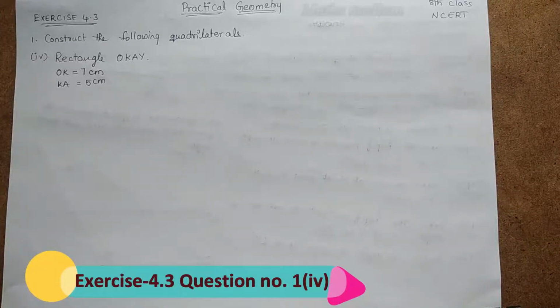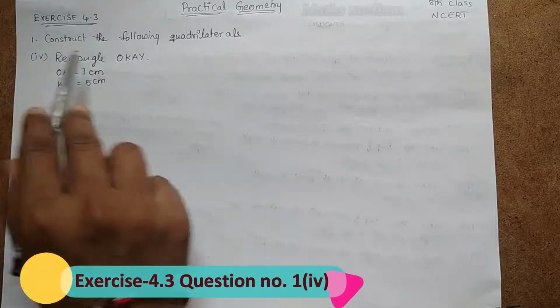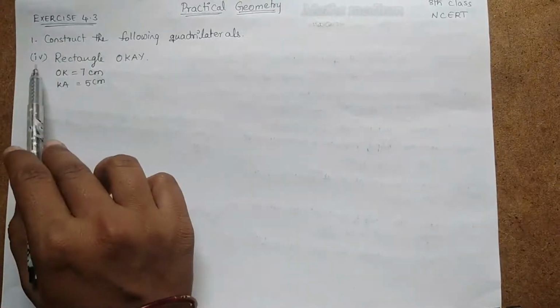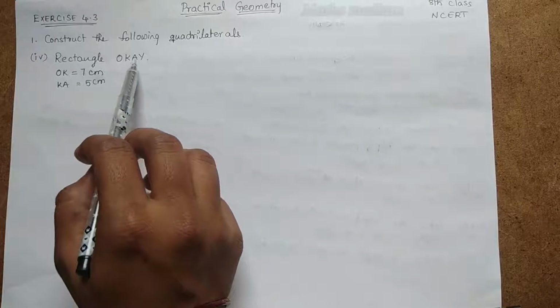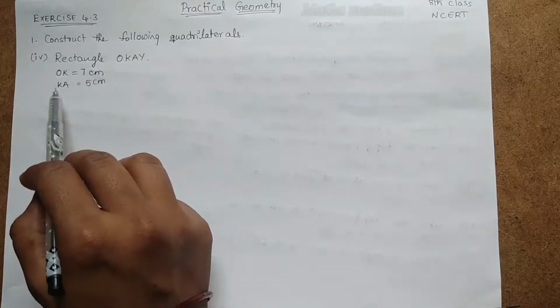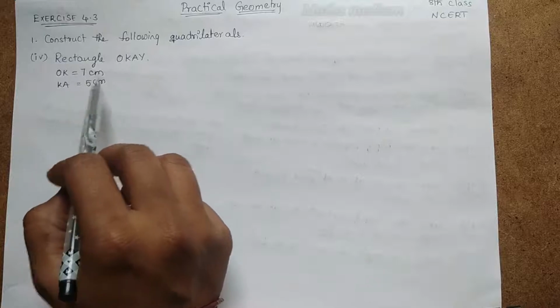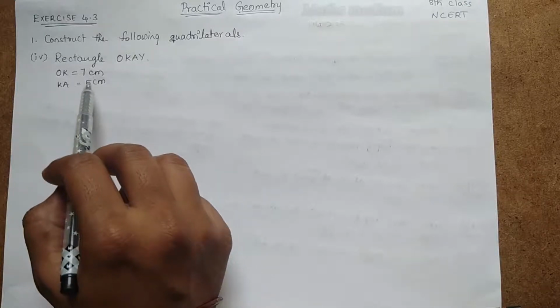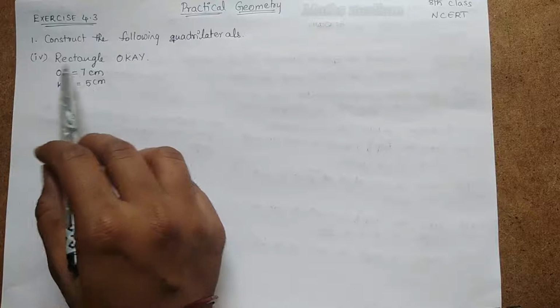Today I came with exercise 4.3 from practical geometry, class 8 NCERT. The question is: construct the following quadrilaterals. Question 4, rectangle OKAY, where OK equals 7 centimeters and KA equals 5 centimeters. Here we are given two adjacent side measurements, and we have to construct a rectangle.